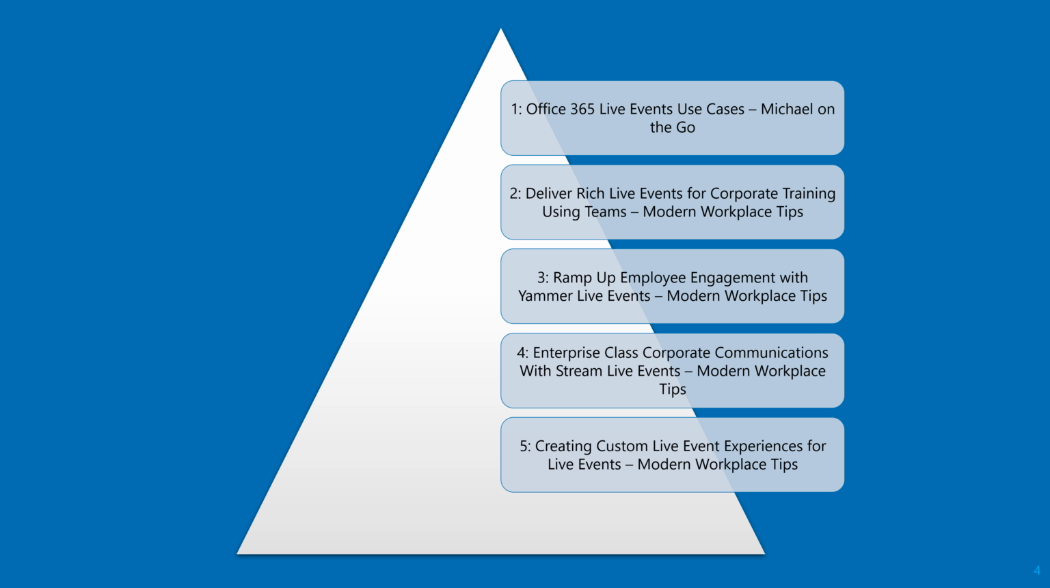Previously on Michael on the Go, we discussed Office 365 live event use cases. And through this series, we're going to explore each of those use cases and the configuration of those, as well as a final one on extension. And so you can see the 5 here, including ramp up employee engagement with Yammer live events. We're going to have enterprise class corporate communications with Stream live events. And then finally, as I mentioned, we'll conclude it with customizing those experiences.